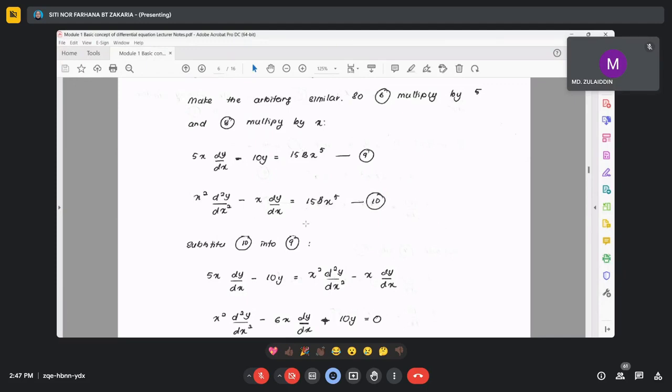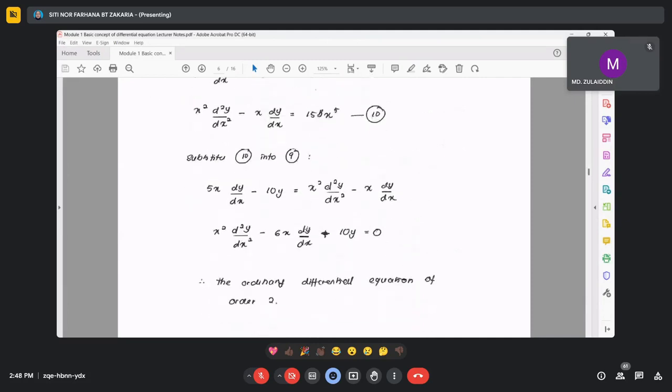So there will be two that are the same, 15b x power of 5 and also 15b x power of 5. So this one can be substituted. So when you substitute, finally you will get this equation. No more arbitrary constant. Then this will be your dE. x power of 2 d power of 2y over dx power of 2 minus 6x dy over dx plus 10y equals to 0.